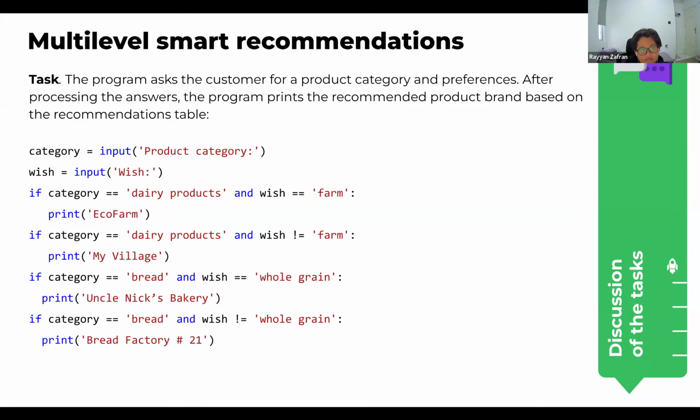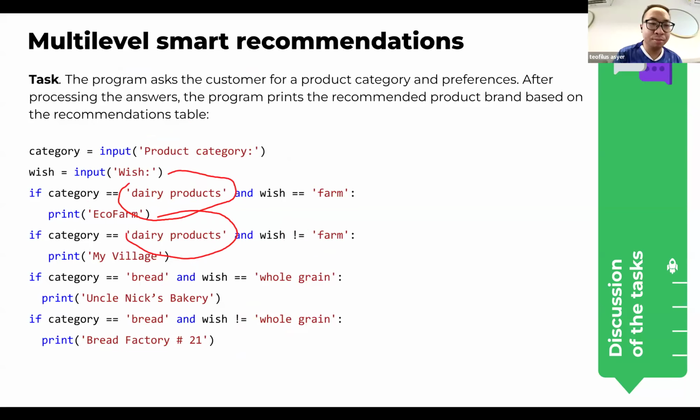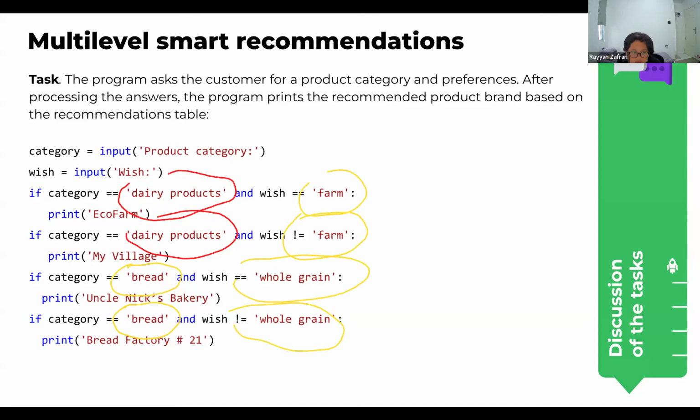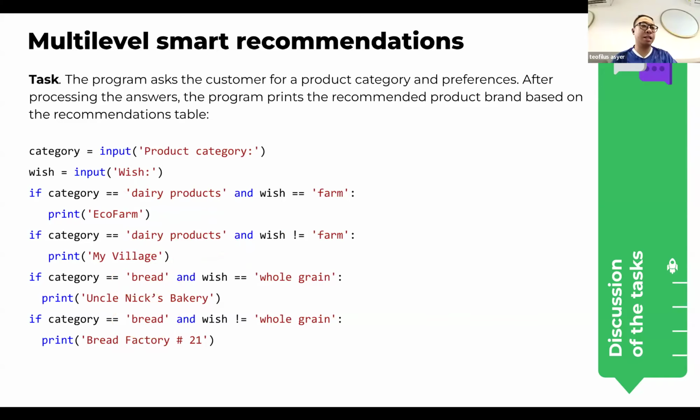Nah, caranya gimana sih? Caranya paling gampang adalah cari aja yang sama. Kalau kita lihat sini, if pertama sama if kedua ini sama, betul nggak? Sama-sama ada dari produk. Dan yang ketiga dan yang keempat sama-sama ada bread. Yang membedakan adalah yang satu farm, yang satu tidak farm. Yang satu whole grain, yang satu tidak whole grain, betul nggak? Betul. Nah, kita bisa menggunakan nested design di sini untuk mengefisienkannya.